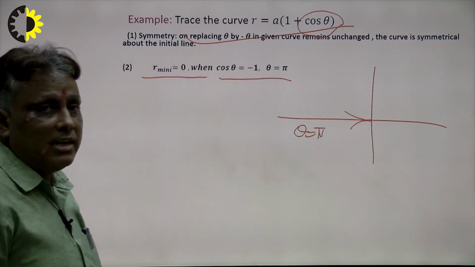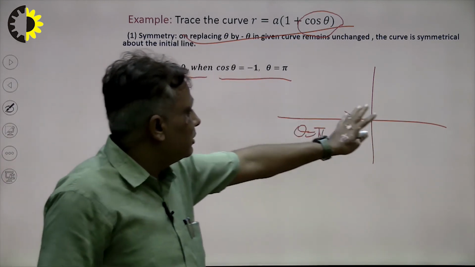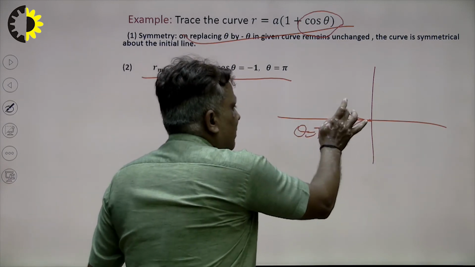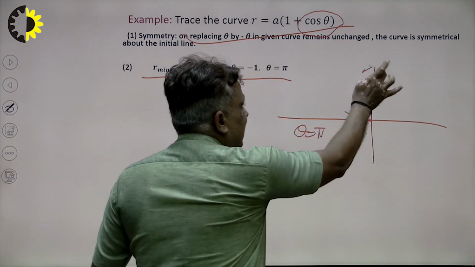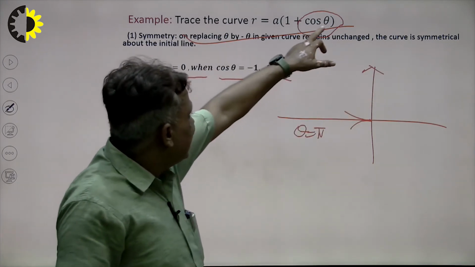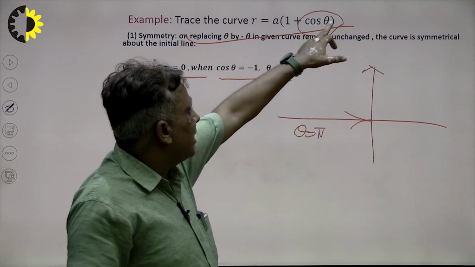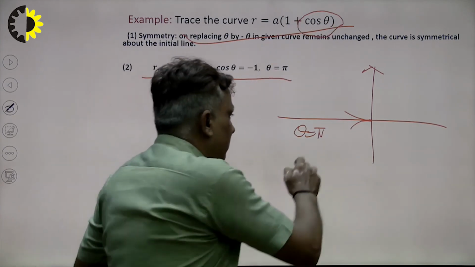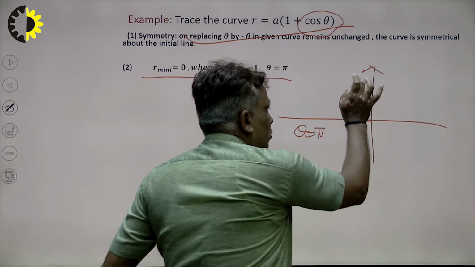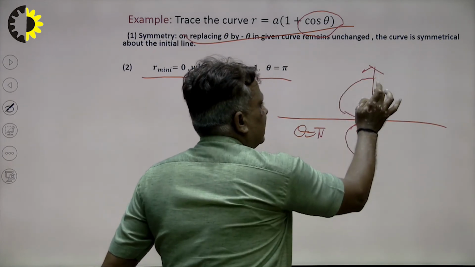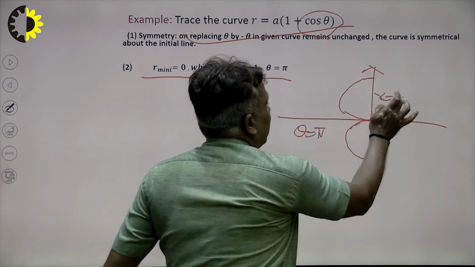Now the curve is symmetrical about the x-axis, right? I want to check whether this curve goes to the back side or not. That means theta is equal to pi by 2. What will be the nature at theta is equal to pi by 2? Suppose I write here theta is equal to pi by 2, cos pi by 2 is 0. That means r is equal to a. That means this curve goes to the back side at theta is equal to pi by 2, that is r is equal to a, right?